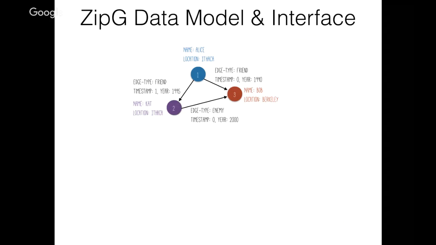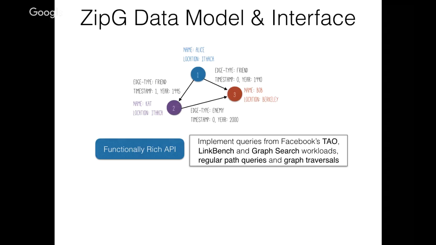Now 2 of these edge properties are specific to ZipG. Edge type allows applications to segregate edges incident on a node into different categories, and a timestamp forms the sort key for all the edges that are incident on a node. Now ZipG exposes a minimal but functionally rich interface that we've been able to use to implement a wide range of queries and workloads, as shown over here.